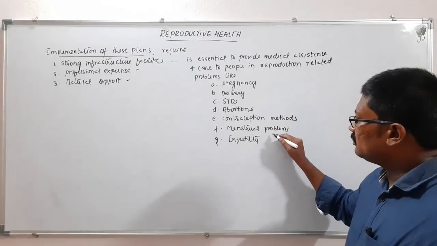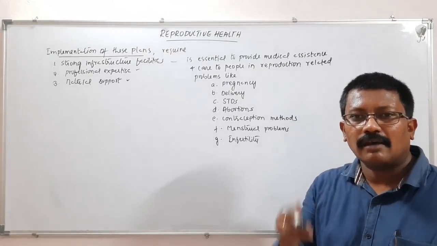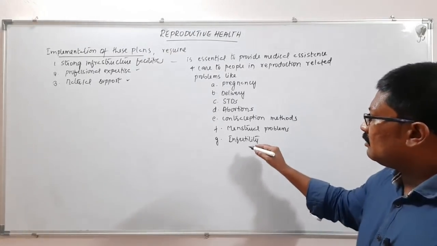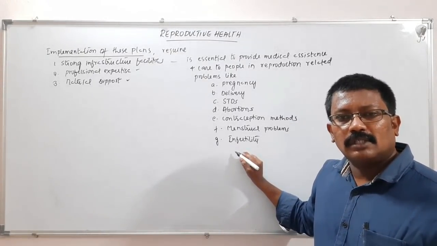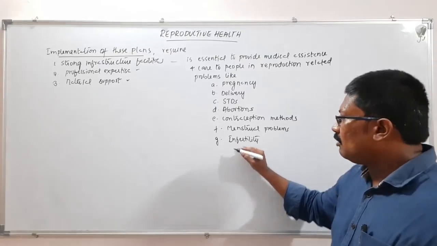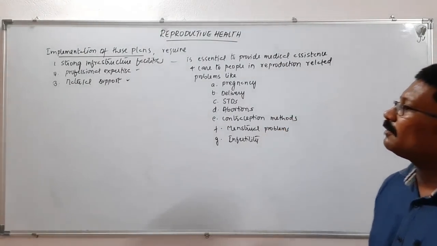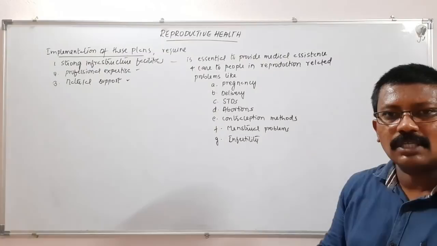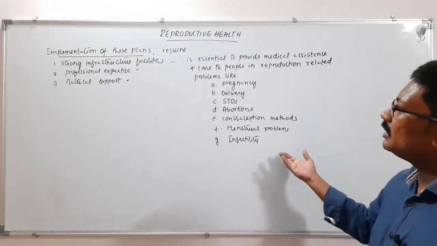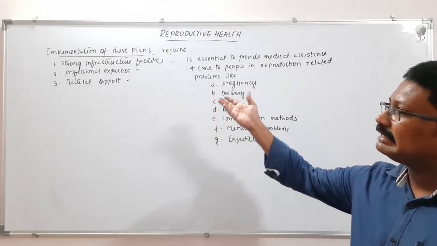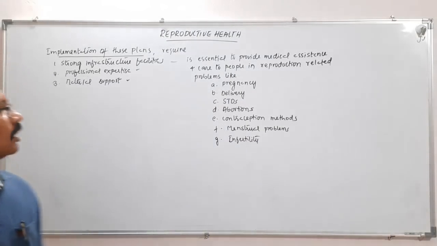Then about the menstrual problems and infertility, which is a condition where a couple are unable to have their own children. So we will also talk about these infertility problems and how they can be solved, almost at the end of the chapter. So this is all about those RCH programs, and implementation of those RCH programs requires a lot of support, like infrastructure and professional and also material support.